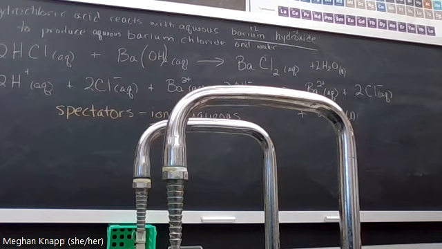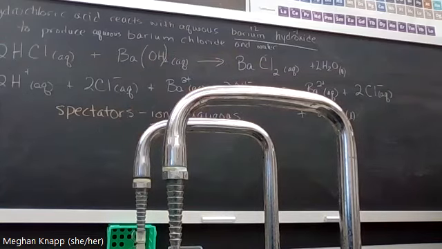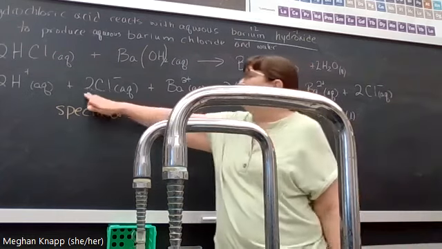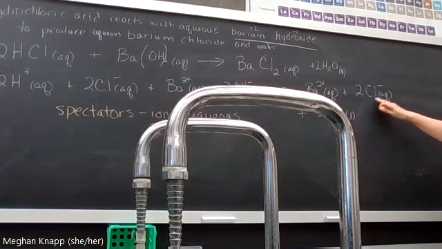So the charge didn't change, the number didn't change. If there's 2 H pluses on one side, there better be 2 H pluses on the other. If there's not, it's not a spectator. So when I look, there are no H pluses on my side. So that's not a spectator. When I look at the chlorides, though, I have 2 Cl minus here and 2 Cl minus here. So that tells me that's a spectator.